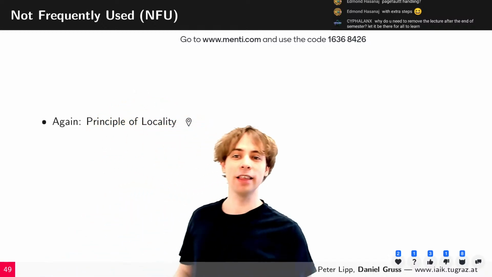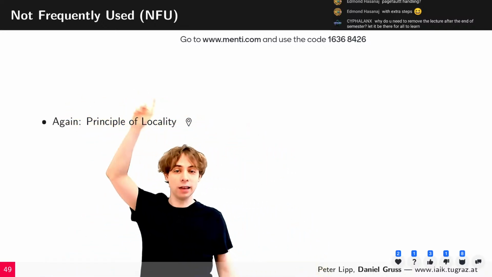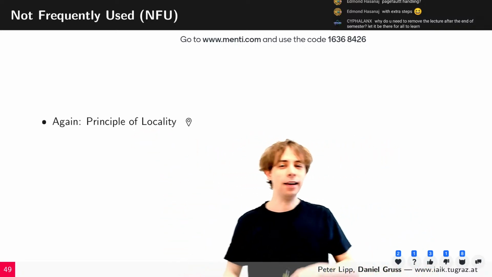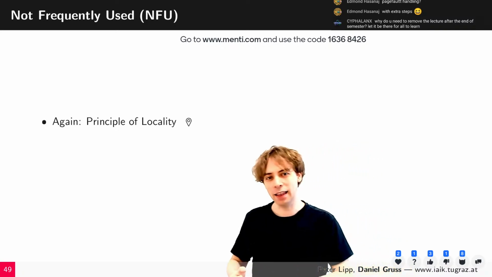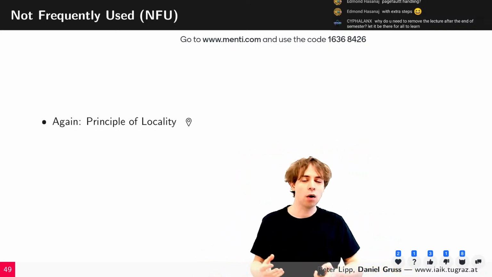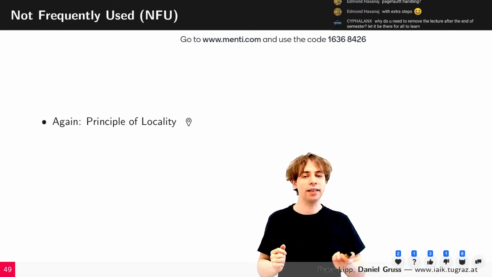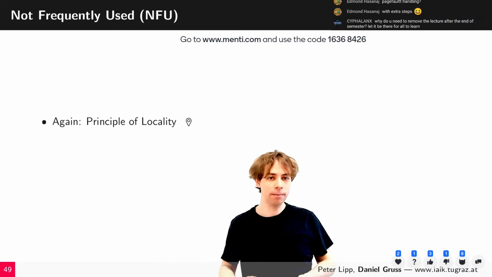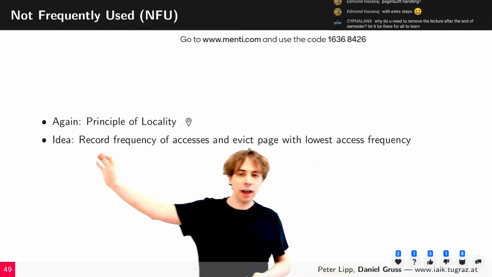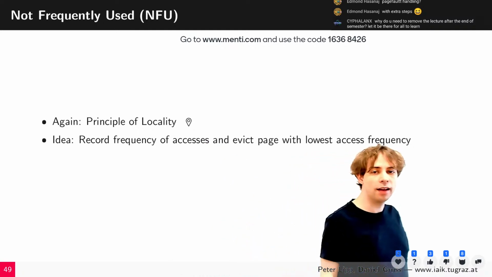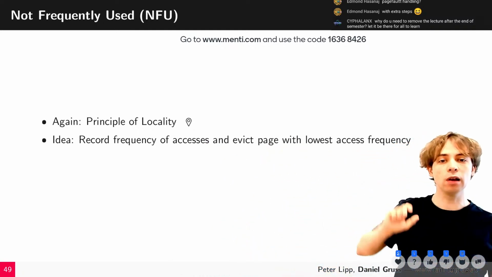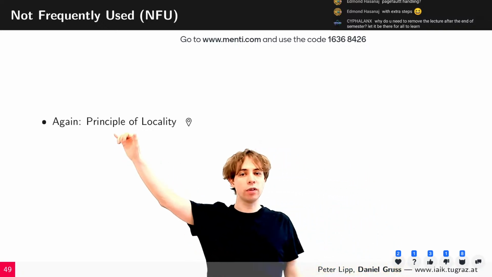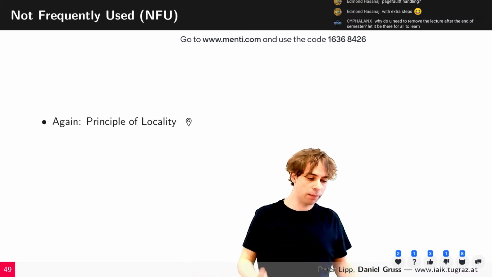So let's continue with the next algorithm, not frequently used. Also an algorithm that you might want to know. Again, it uses the principle of locality, and it has a bit of a different idea here. The idea is not to use when the page was last accessed, so not the time since this happened, but the frequency. The frequency of accesses should decide which page is evicted, and the one with the lowest access frequency is evicted.